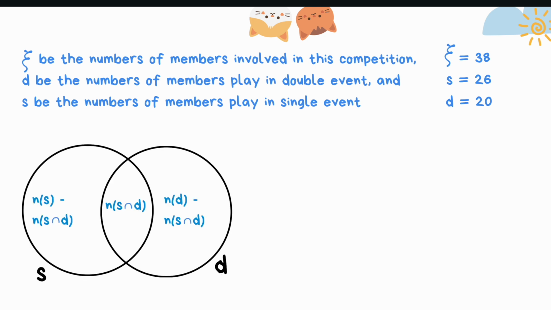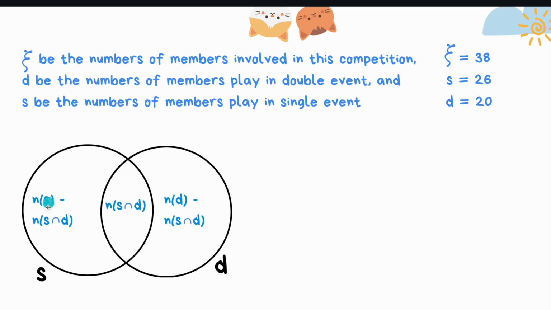Of course, it doesn't have to be a circle. It can be a square or a triangle or whatever shape you prefer, just as long as the overlap area is reasonable to the question given. Then the number of elements for the intersection of sets S and D, or in other words, the number of players playing both single and double events, is the overlapping part over here.